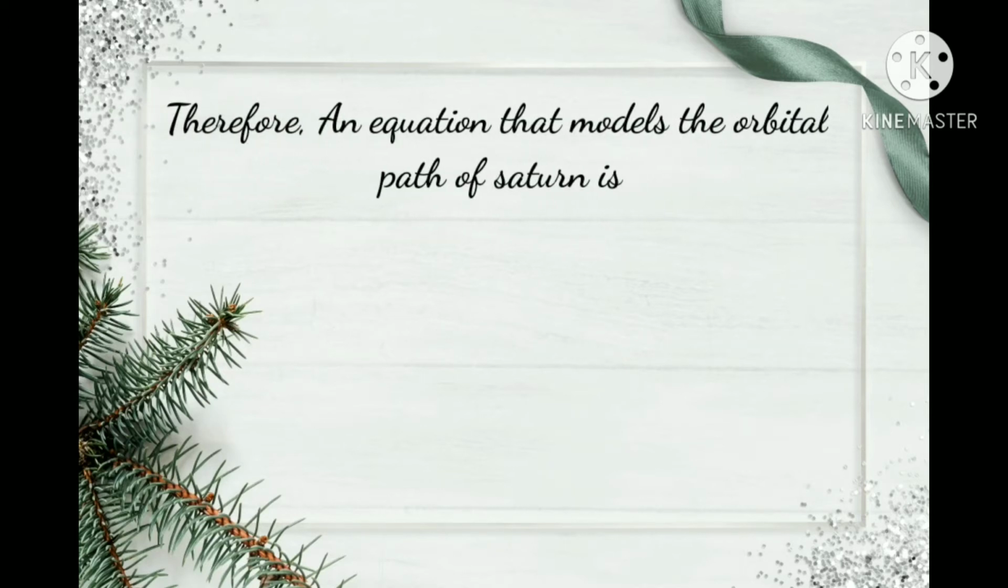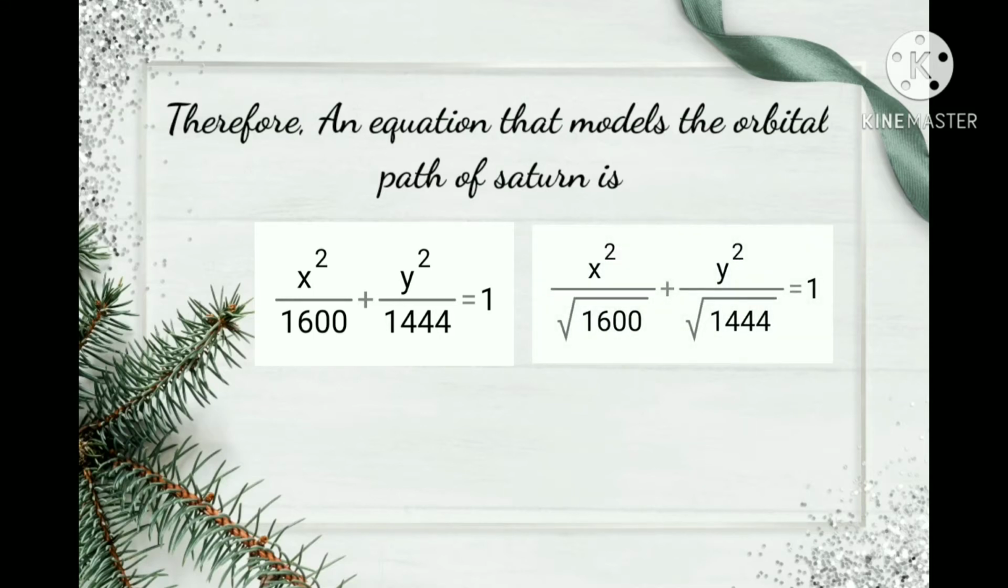Therefore, an equation that models the orbital path of Saturn is x squared over 1,600 plus y squared over 1,444 equals 1. Since 1,600 is our a squared and 1,444 is our b squared, we need to take the square root. So x squared over 1,600 plus y squared over 1,444 equals 1. We take the square root to find the values of a and b.